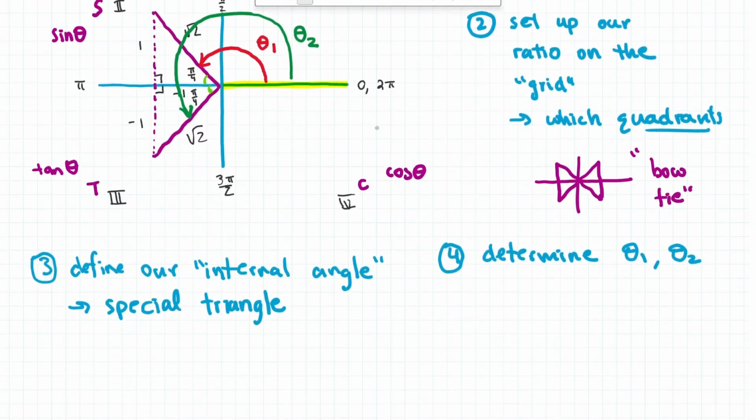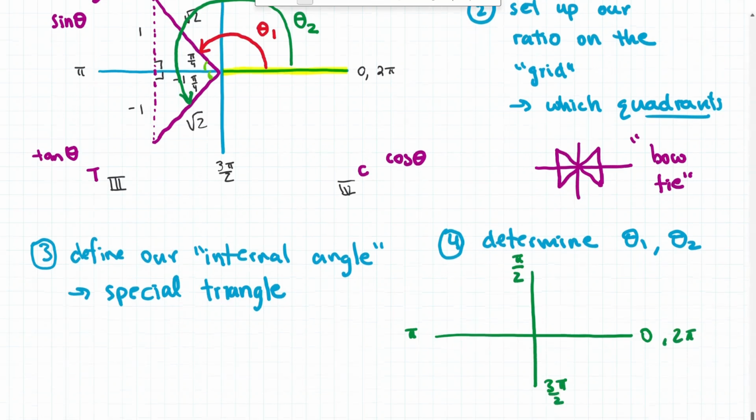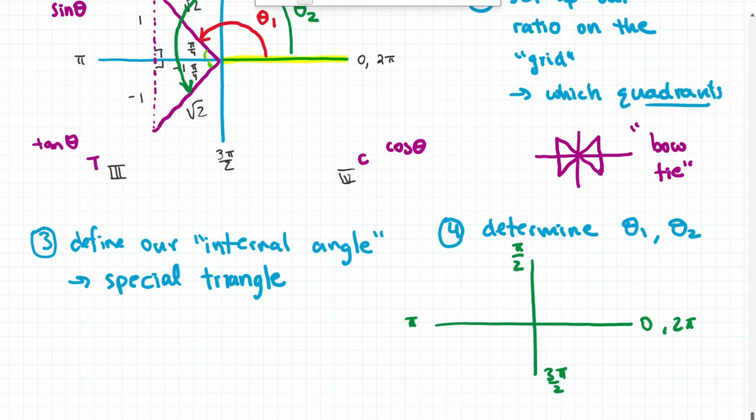So let's say that we have our unit circle set up over here. So we have our angles, 0, pi over 2, pi, 3 pi over 2, and 2 pi. Okay? So how can we find our angle? Let's say that we have our bow tie rule all set up here, and we'll just call this small internal angle alpha. So we've got alpha for each one. Okay, so how can we find our theta?